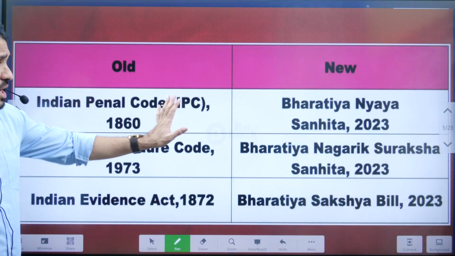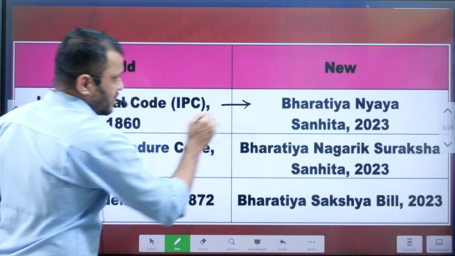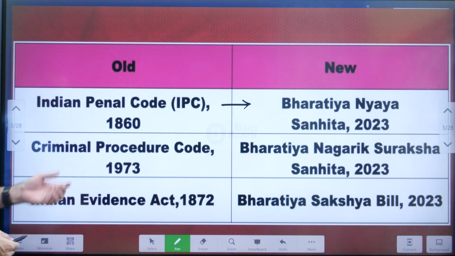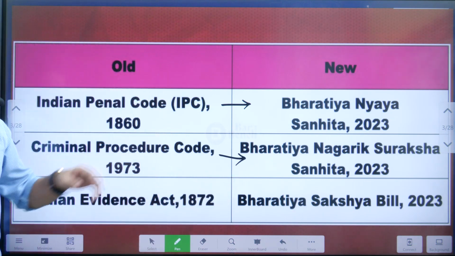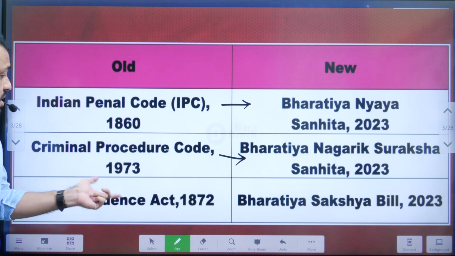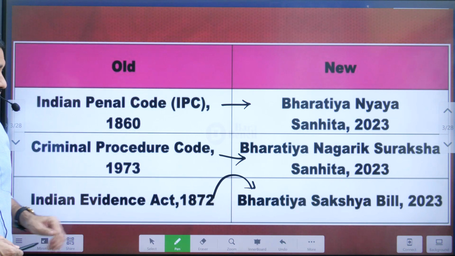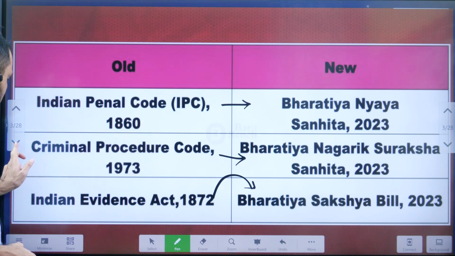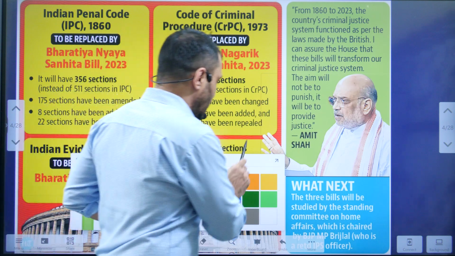Next, how are these names going to be changed? So now IPC is going to be the Bharatiya Nyaya Sanhita 2023, CrPC 1973 is going to be the Bharatiya Nagarik Suraksha Sanhita, and the Indian Evidence Act is going to be the Bharatiya Saksha Bill 2023. These are the changes going to be there. Now let's see some basic changes regarding each and every act.